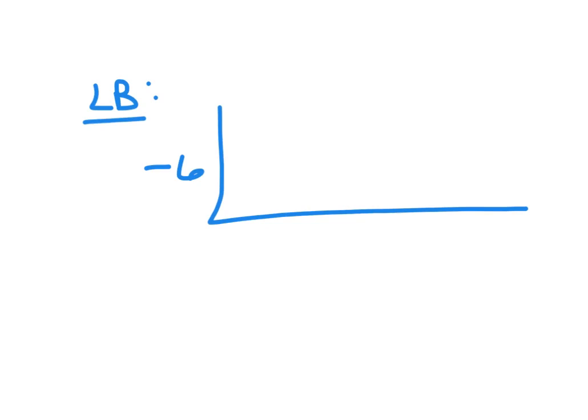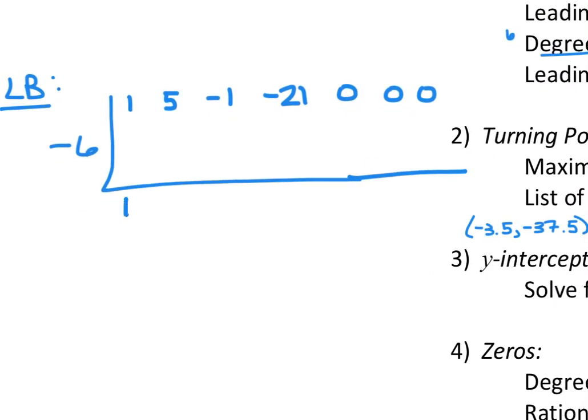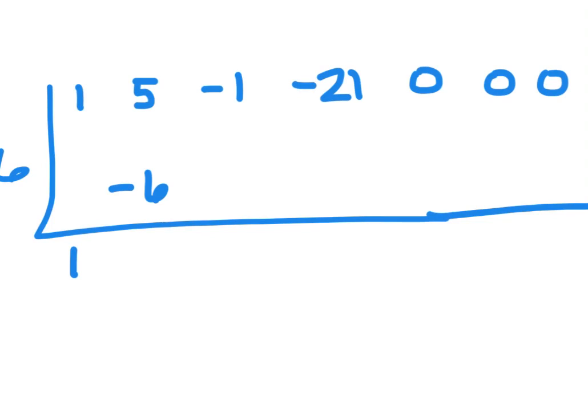So when I test for my lower bound, I'm going to divide by that -6, and my coefficients are 1, 5, -1, -21, and then 0, 0, 0, and I'm totally going to run out of space here. Bring down the 1 times -6, -6. Zoom in so I lose less space. -1 times -6 is +6. -1 plus 6 is 5. 5 times -6 is -30. -21 and -30 is -51. -51 times -6 is +306.